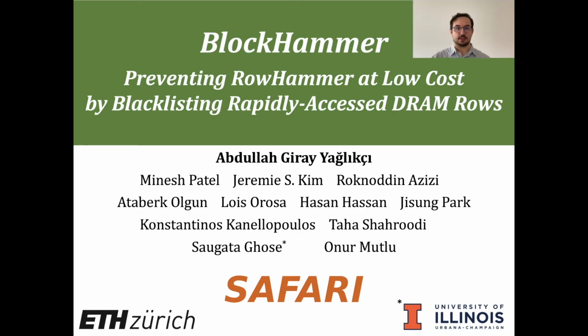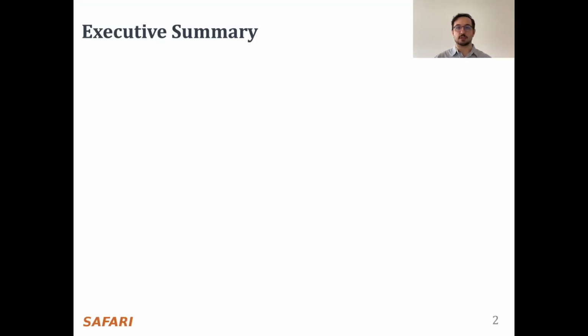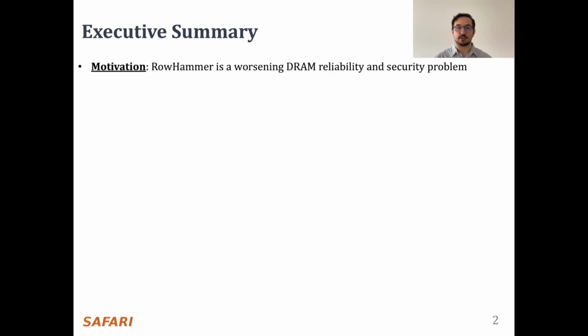My name is Abdullah Giray Yağlıkçı, and I will be presenting our work, BlockHammer: preventing RowHammer at low cost by blacklisting rapidly accessed DRAM rows. I will first begin with an executive summary. RowHammer is a worsening DRAM reliability and security problem.